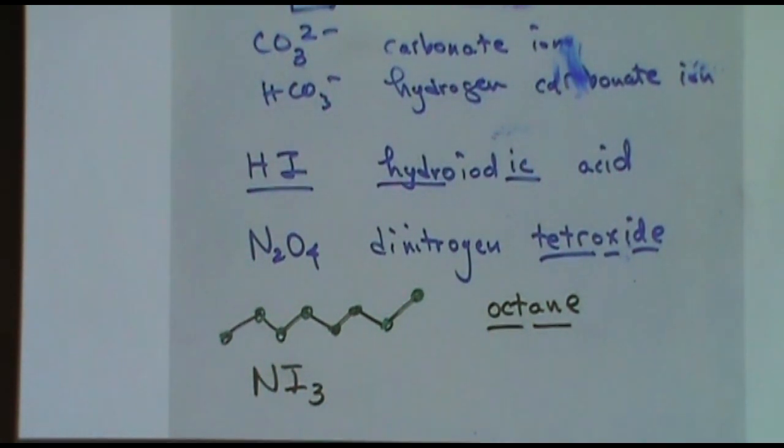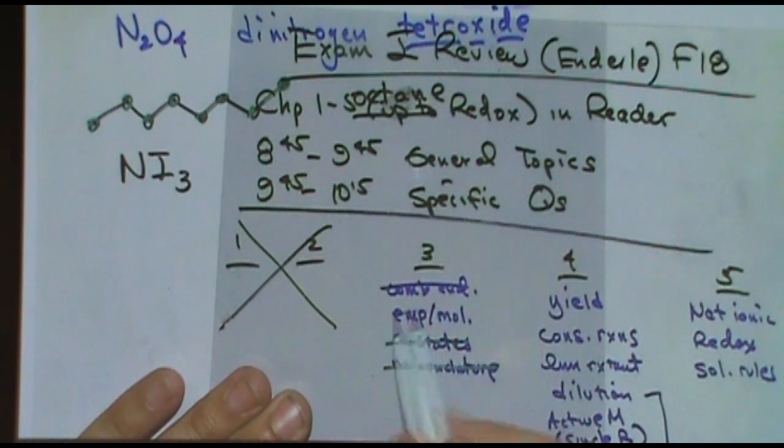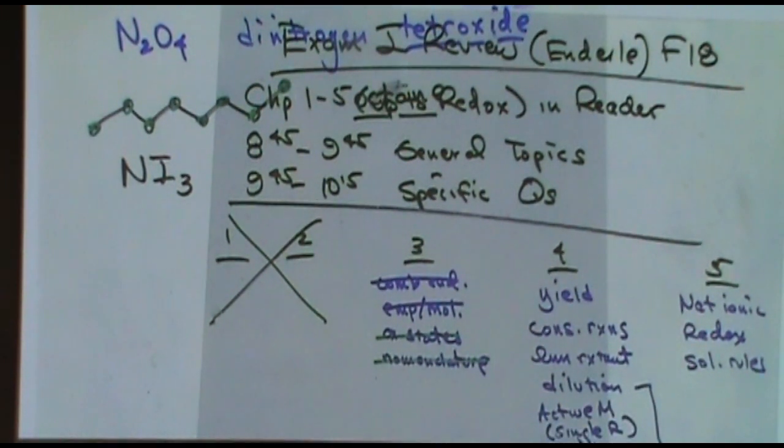Triiodide for that one. Nitrogen triiodide for that one. Okay, I'm looking to see if I have an example of a combustion analysis, because that would fit into our next category quite well. I want to finish up this chapter and then we'll move on to the next one. Just blitz through this craziness. Okay, let's see what I got.